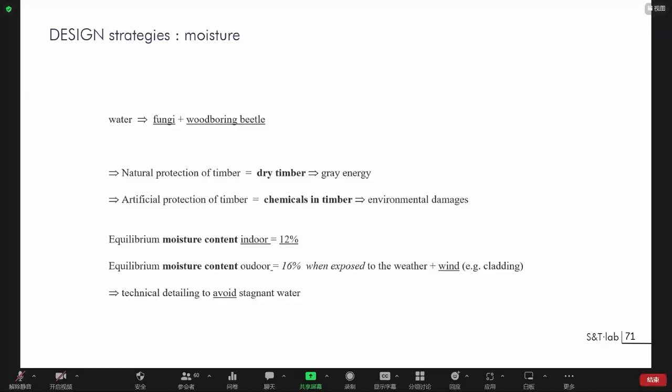So what about the strategies? You know that water is attracting fungi and also wood-boring beetles, but also that water will impact the structural behavior. So you have to make a choice. If you want to just protect your timber, you have to dry timber, and that will raise the grey energy. Or you can use an artificial protection for timber and not dry timber, so you will have cracks appearing. And in this case, you have to put some chemical on the timber, and it will have an influence in terms of environmental damage. So you have to make up your mind about all this.